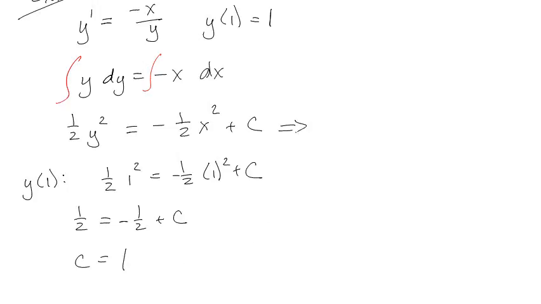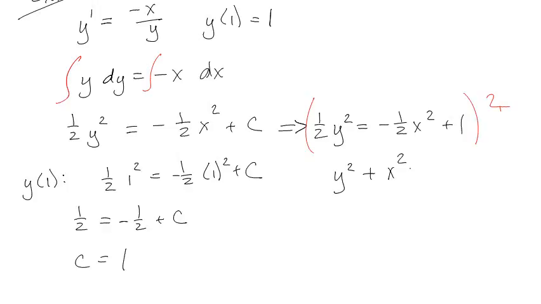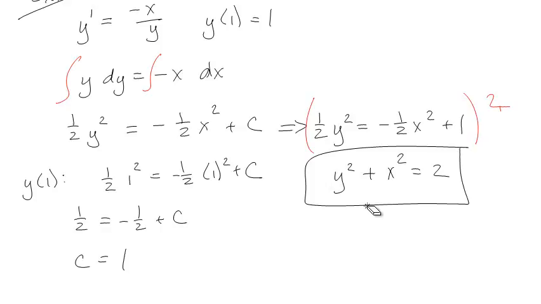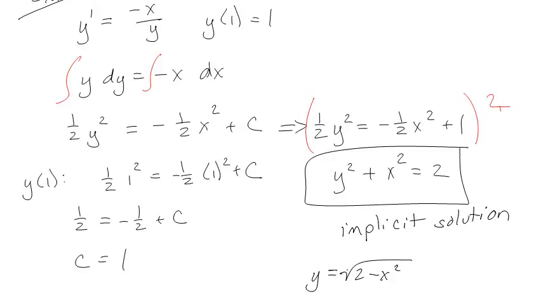So I can say that 1/2 y squared is equal to negative 1/2 x squared plus 1. Well, that's kind of goofy, so I'm just going to multiply the whole thing by 2, and I'll have that y squared plus x squared is equal to 2. Now, I can actually leave the form like this. This is called an implicit solution, basically because I don't have an actual y equals form, but the value of y is implied.